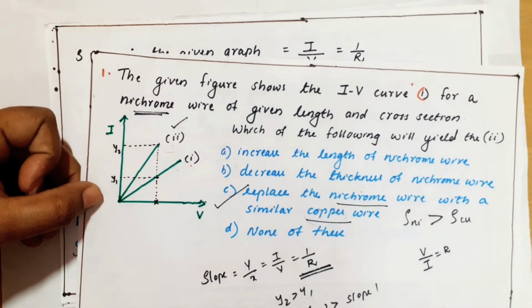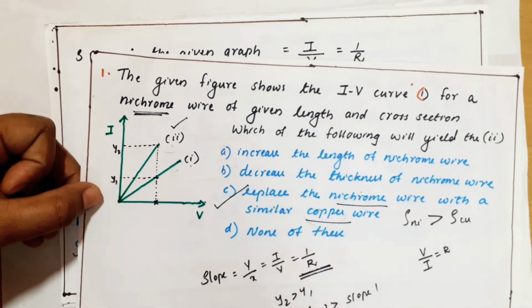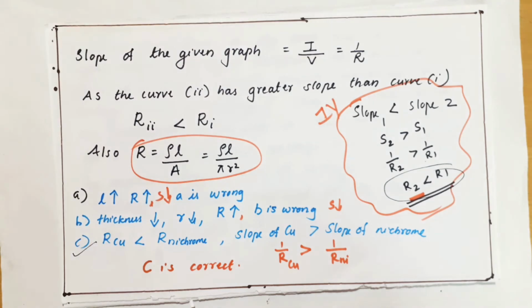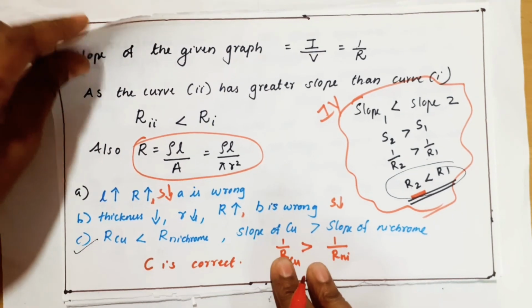All the conditions will reverse if the graph is a VI curve, where V is along the y-axis and I is along the x-axis. Clear? Now, the next question.